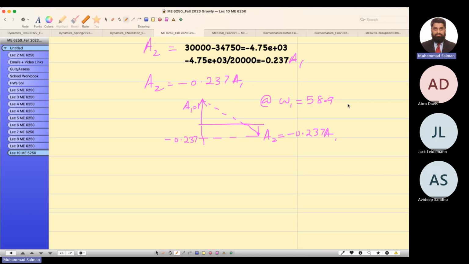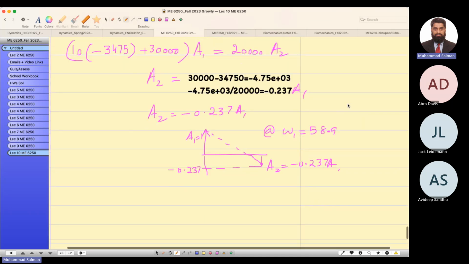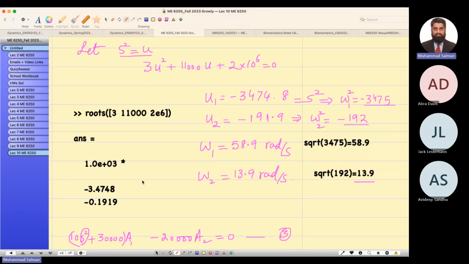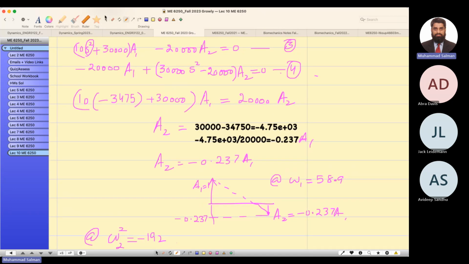You see my point? So how about the second mode, at omega 2, which is equal to negative 192? Negative 192. What is the ratio for that one? You can just plug it into the same equation.